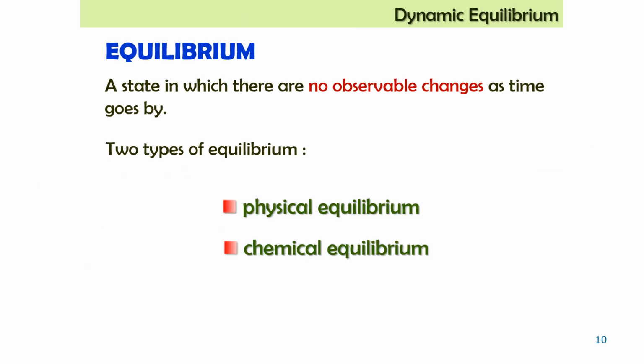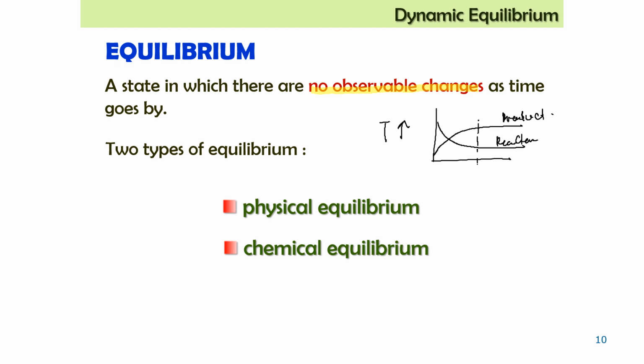So what is equilibrium? It is a state where there are no observable changes as time increases. You can see in the graph earlier, when you increase the time, the concentration becomes constant, like this. The concentration of your reactant and product becomes constant.